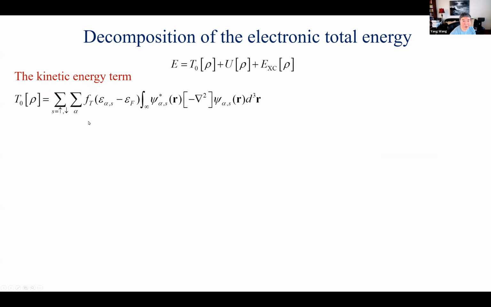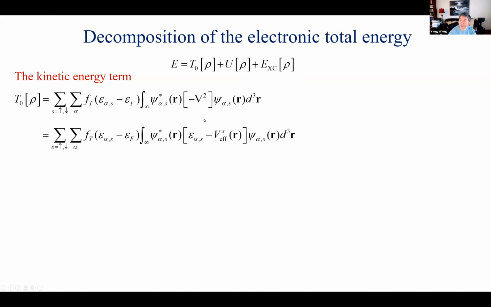So this kinetic energy term is, not surprisingly, calculated this way based on DFT: you sum over spin and also over all the orbitals, and you operate with the kinetic energy operator and calculate the average. Of course, if you use the plane wave basis, you can always expand this Kohn-Sham orbital or Bloch wave in terms of plane waves, then you can just operate this on the plane wave.